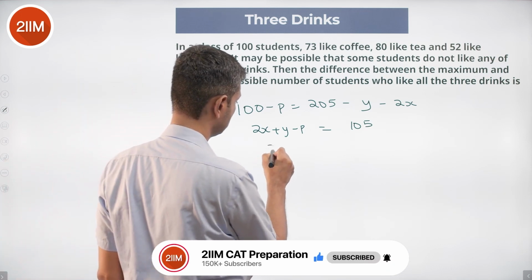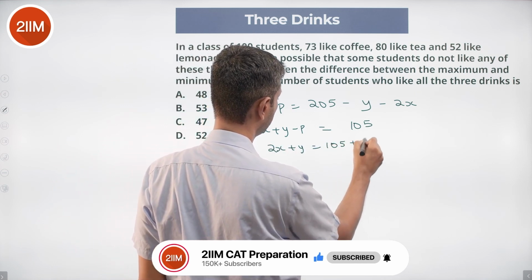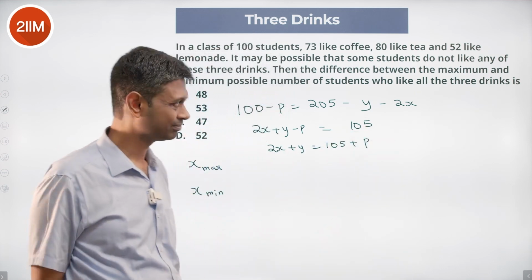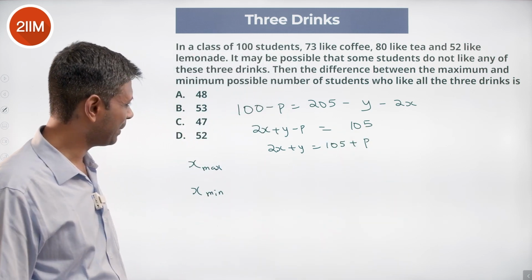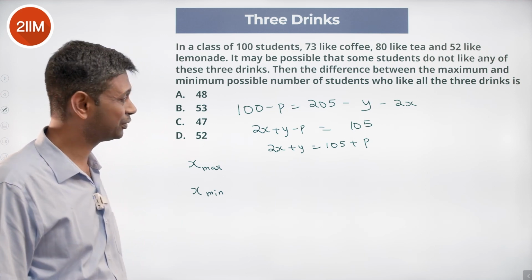So 2x plus y equals 105 plus p. You can rewrite it like this. And so we want to find the maximum value of x. What can the maximum value of x be? Can we put x as 52?